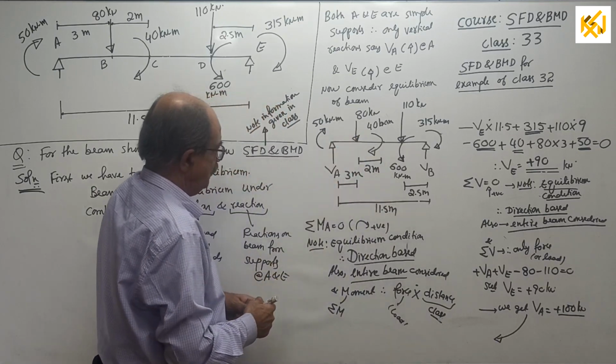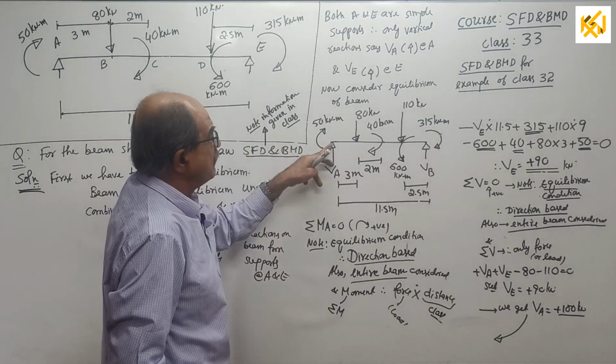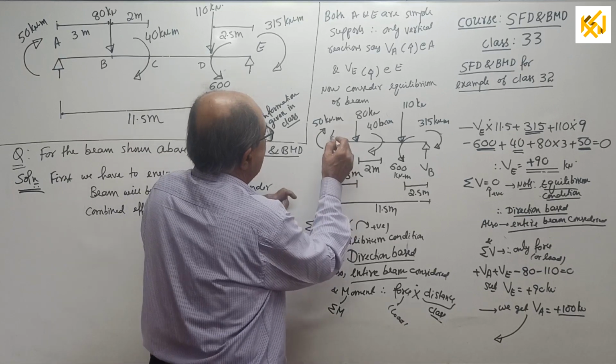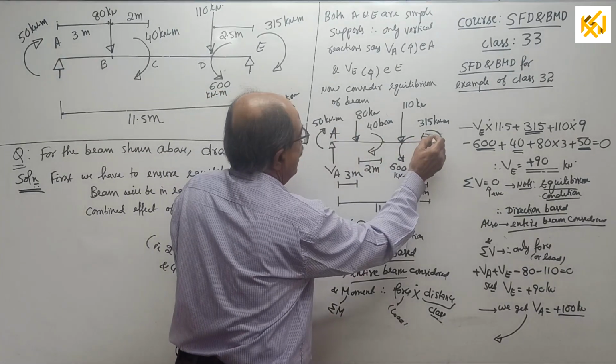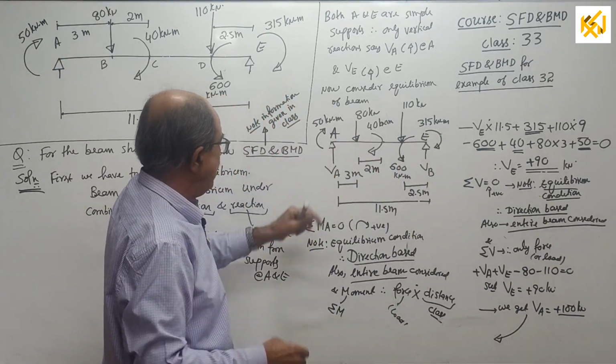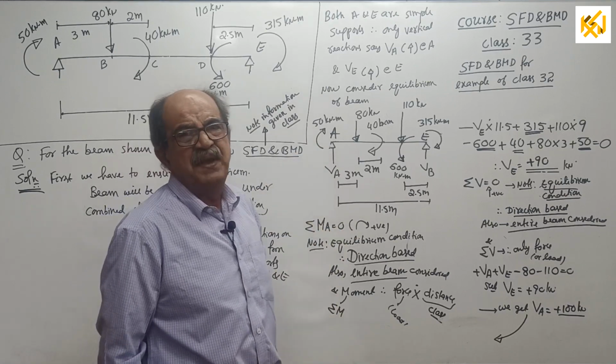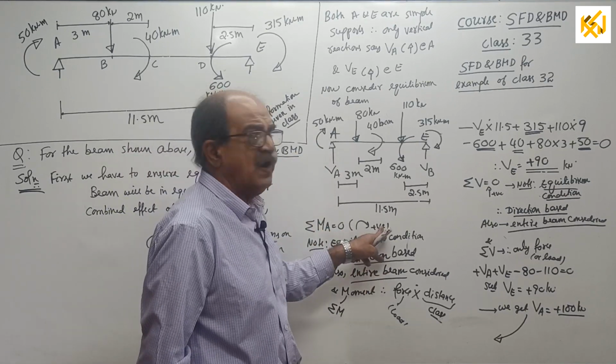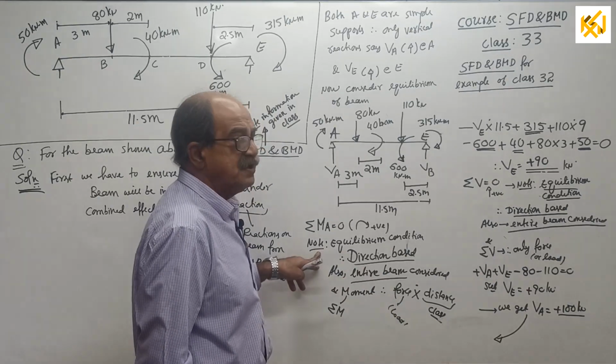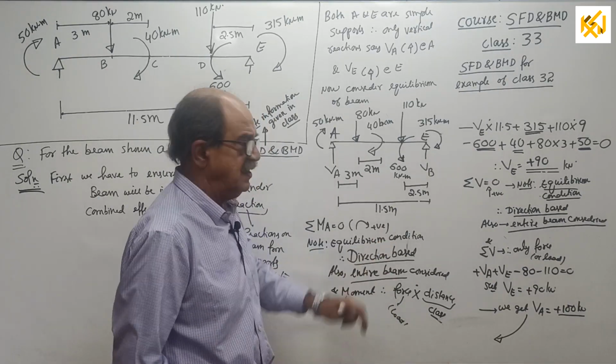Now, take moment about A. I did not put A here, only A and E. Other points are not required. Take moment about A. This I have been telling repeatedly. Clockwise positive we will take. Note the equilibrium condition.